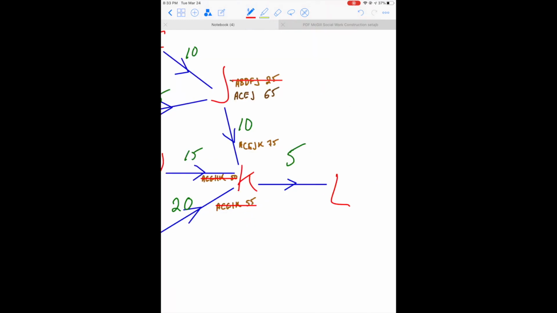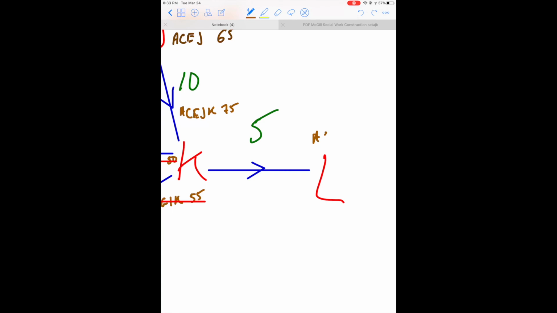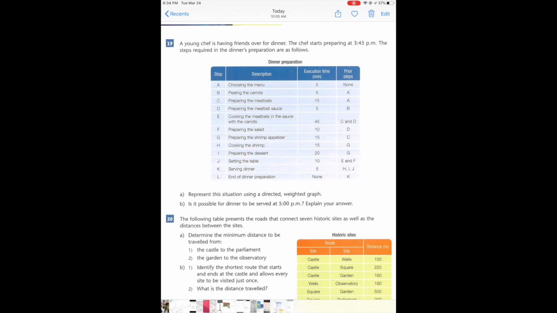Finally, the last step is we're going to do ACEJKL, and that is going to be 80. The least amount of time it's going to take to prepare dinner is 80 minutes, and it's always the longest amount of time. That's how you do a directed weighted graph.